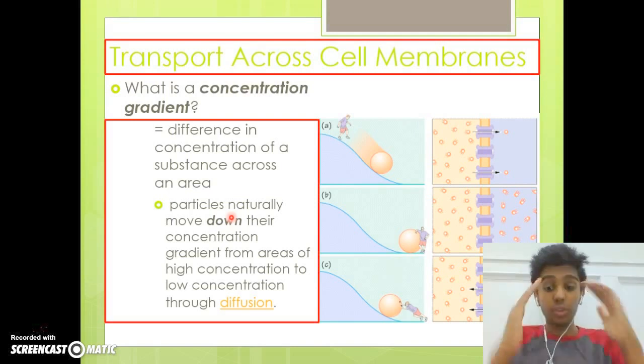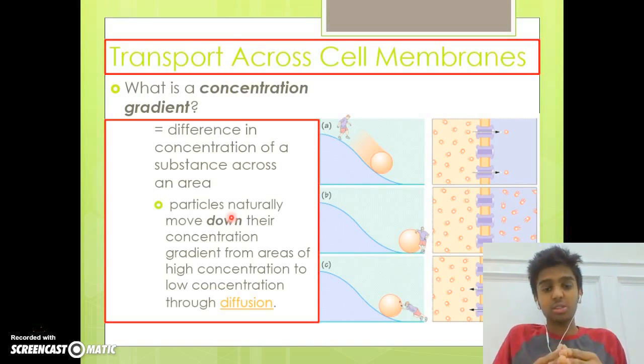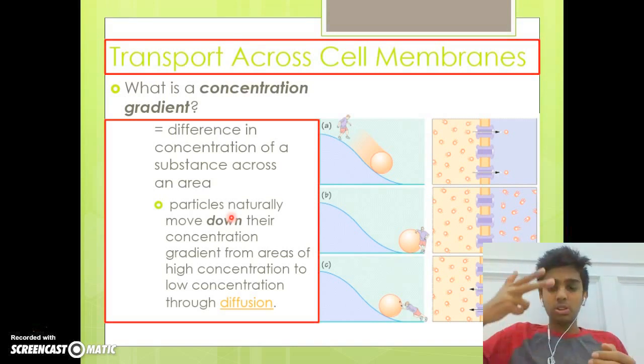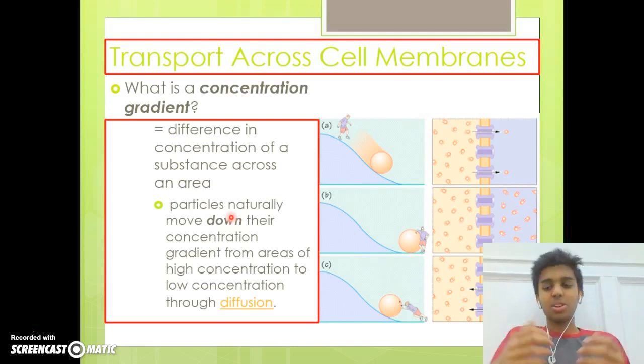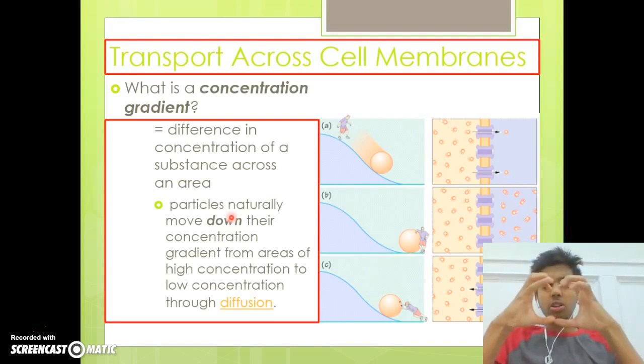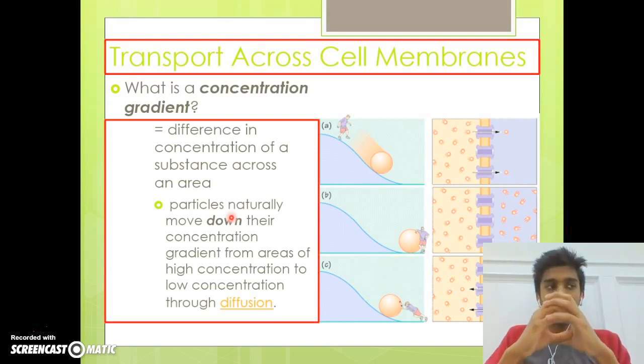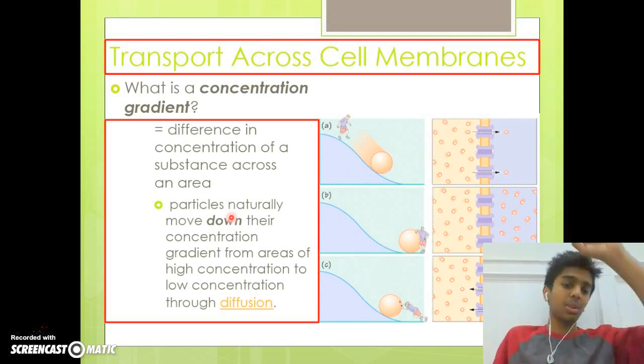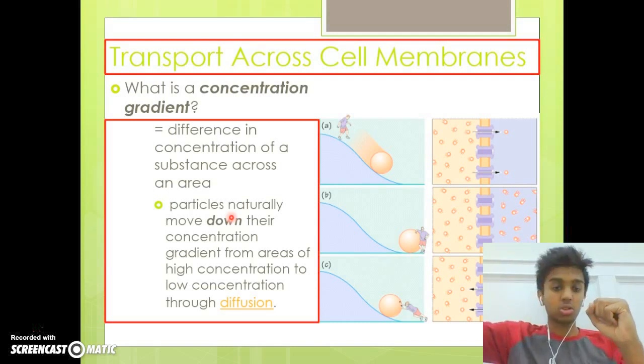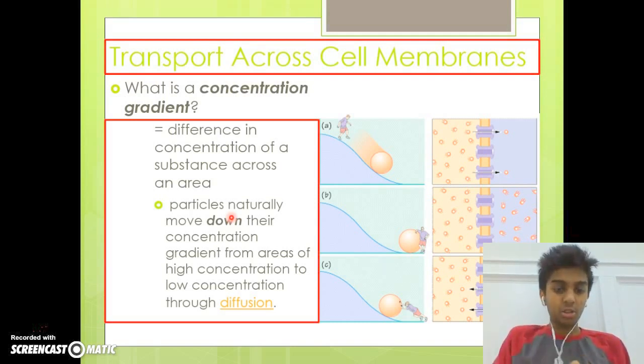This is called diffusion. You have been learning this since grade 7, so you should obviously know it. It basically means when you spray Febreze, the concentration of the chemical is highest where you're actually spraying it, and then it spreads out over the room. So it goes from an area of high concentration to low concentration. That's what particles naturally do. They move down their concentration gradient because of the particle model of matter.